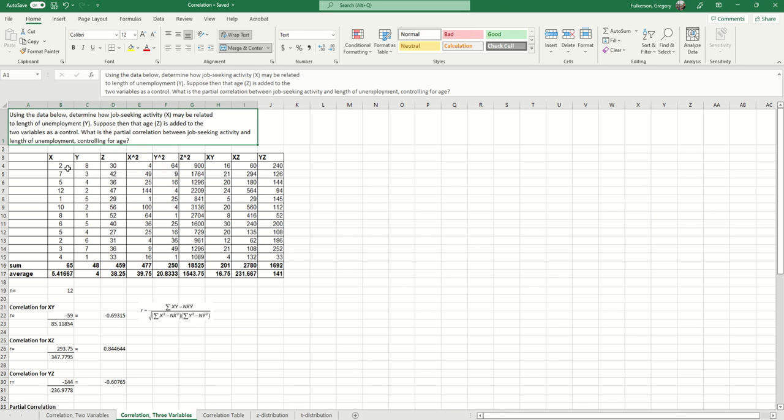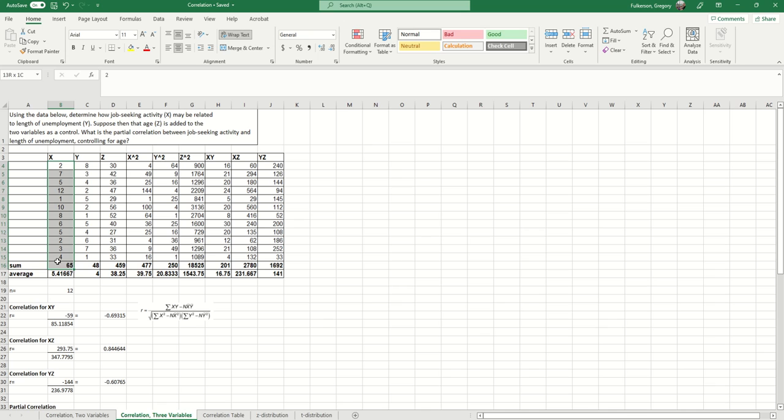So person 1, they scored a 2 in terms of their job-seeking activity, and the length of unemployment was 8, and they're 30 years old. Okay, so that's how it just stays like that all the way down through each of these individual cases. Again, in addition to the scores given by the data, we have to do some calculated columns. So again, we're going to square each of those columns, and then we're going to find the products between xy, xz, and yz. And that will allow us to calculate 3 different correlations, right?